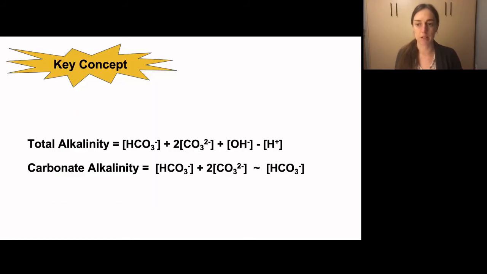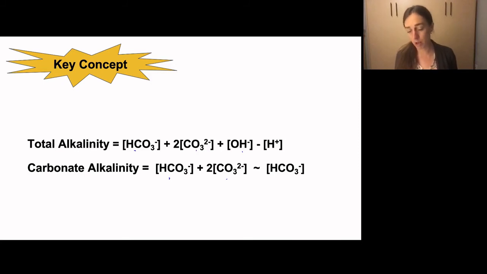So our total alkalinity is this definition that we use, which is the sum of bicarbonate concentration, carbonate concentration, OH concentration, and then we subtract out our hydrogen ions. However, there's another definition that is carbonate alkalinity. And so carbonate alkalinity truly is a concentration of bicarbonate and carbonate, because both our bicarbonate and our carbonate can accept those protons and buffer.